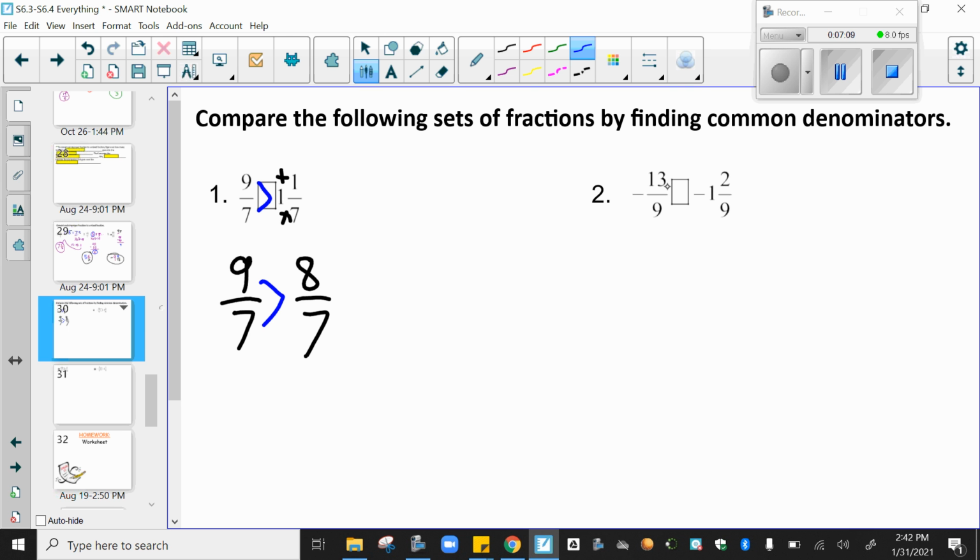All right, let's try this side. Same thing. I got negative 13 ninths. The other side I'm going to have 9 times, so it's negative, we know, 9 times 1 is 9, 10, 11 ninths. And negative 11 ninths is bigger than negative 13 ninths. So we have a less than symbol in between. All right, next.